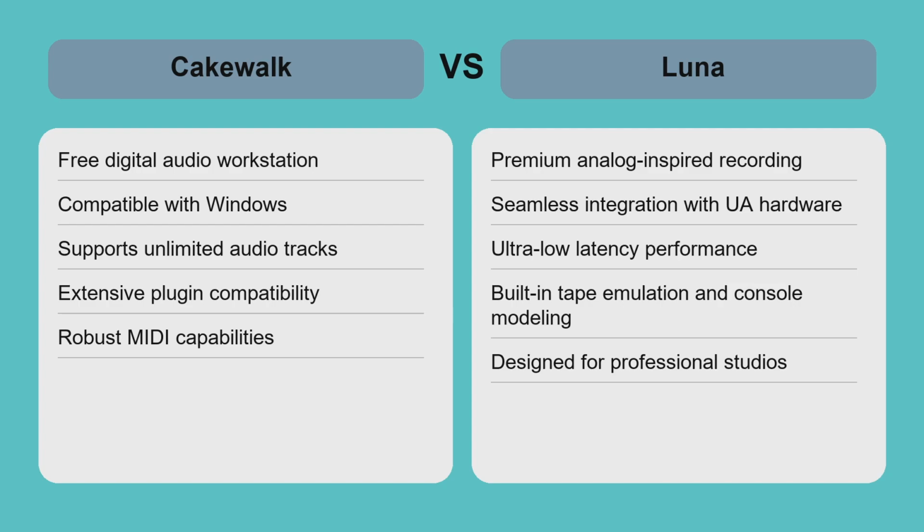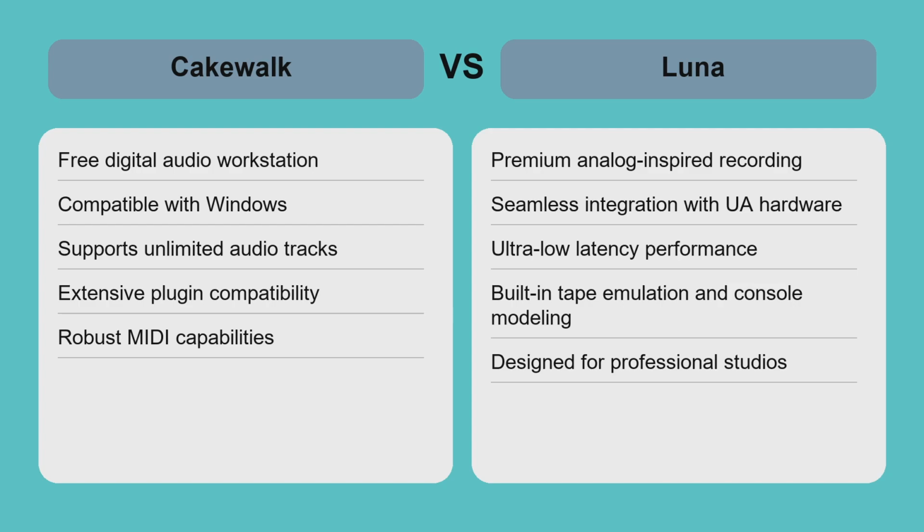Cakewalk's free availability and Windows compatibility make it accessible for independent producers and home studios without hardware dependencies. It offers flexibility with third-party plugins and broad MIDI support, but lacks the hardware-accelerated DSP features found in Luna. Luna, on the other hand, delivers an unparalleled analog recording feel and ultra-low latency through its exclusive integration with Universal Audio hardware, ideal for professional studios focused on audio fidelity and workflow efficiency. However, Luna's macOS-only support and hardware requirement limit its accessibility.